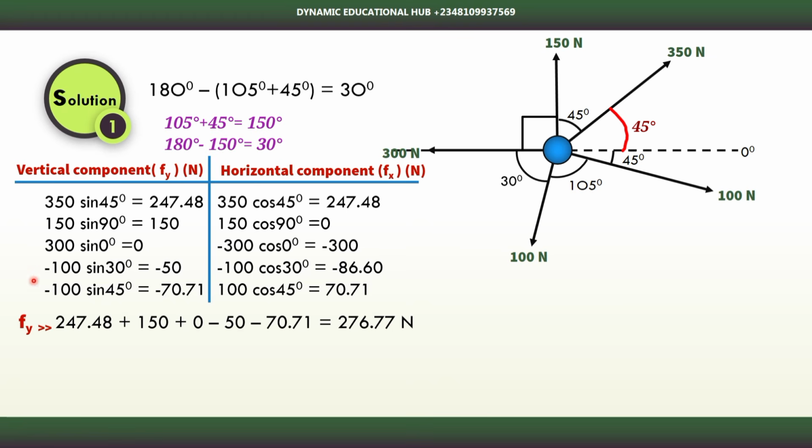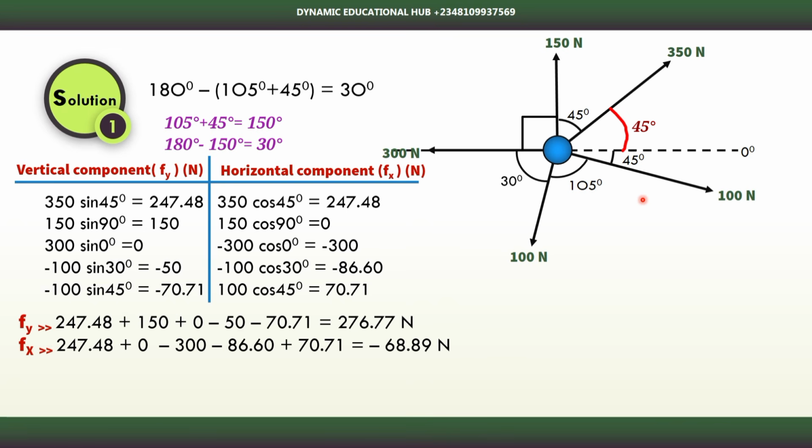Now to horizontal components. To our horizontal component as well, we are going to have 247.48 plus 0 minus 300, then minus 86.60 plus 70.71. Doing this, we are going to get a negative force here. It now means that all these force systems have been converted into a coplanar force system.